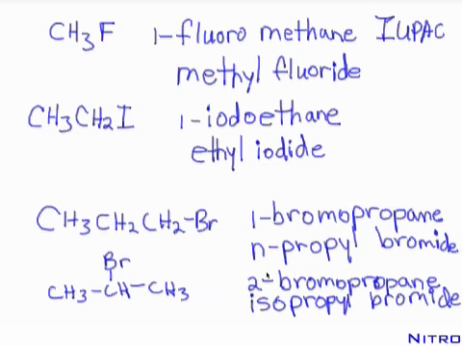Now, another substituent that you may run across, off of a long chain, is an NO2. An NO2 is called a nitro group.